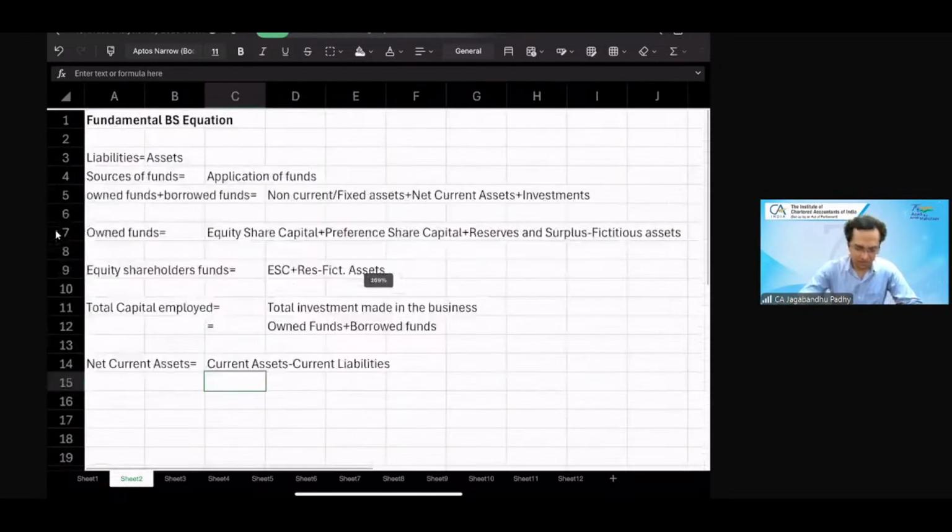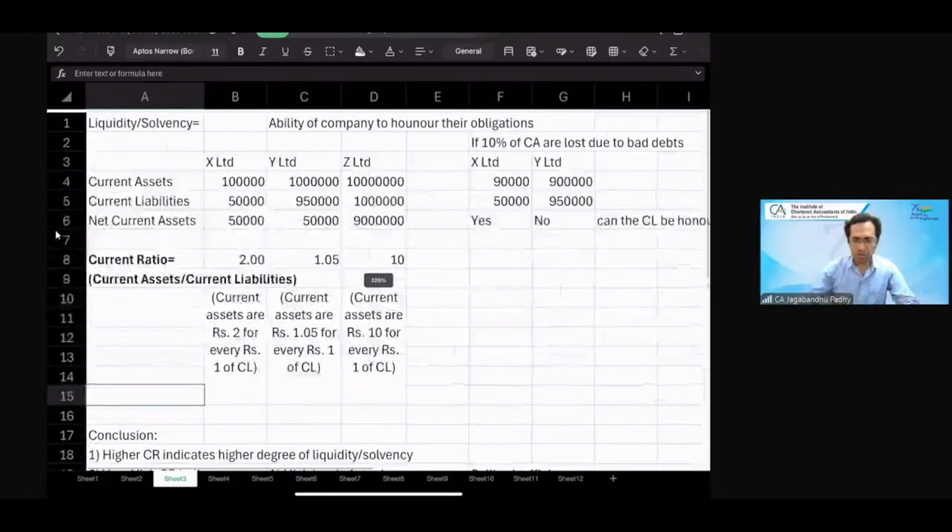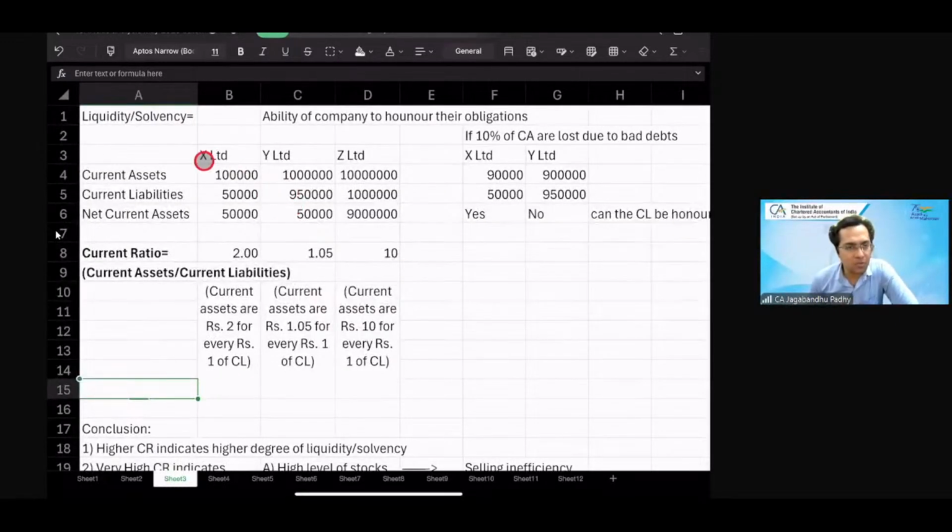First, we began with something called the current ratio, and the current ratio was essentially looking for what? It was looking for the ability of the company to honor their obligations. So one of the easiest ways to do that is to calculate the current ratio. The current ratio is basically current assets upon current liabilities. As we said, the higher the current ratio, the better it is, because that essentially means that you have more assets to pay off your liabilities.